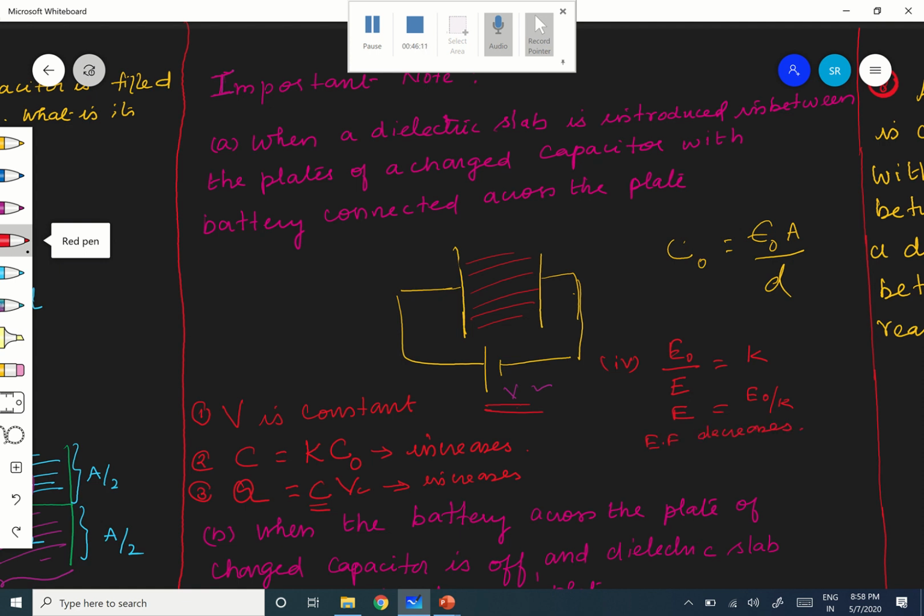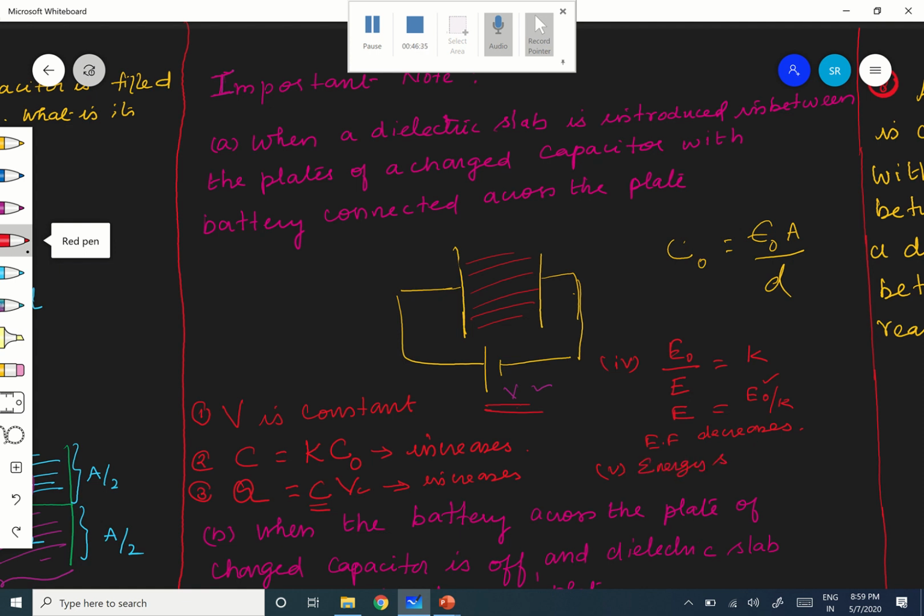Before introducing the dielectric, it is E naught. After introducing the dielectric, what will happen? The electric field definitely becomes E naught by K, therefore it will decrease. Then the last one is, what will happen to the energy stored in the capacitor?